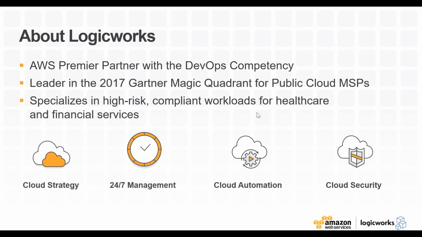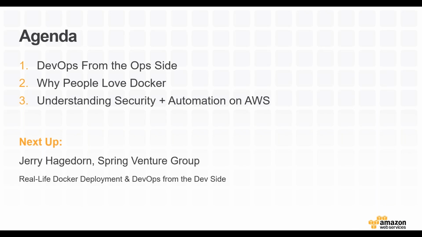Let's dive into some of the details. First up on the agenda, DevOps from the ops side. The focus of the presentation today is to talk about how you build a DevOps practice on AWS. First, we'll give a brief overview of DevOps, then do a deep technical dive into how to build a DevOps practice from the operations side, which, as we'll discuss, is often overlooked in the first stages of agile transformation. Next, we'll look at Docker, and then wrap up with an impact on all this automation on your security. After we talk about DevOps from the ops side, we'll introduce Jerry from Spring Venture Group, a customer of Logicworks, who'll pick up the story and talk about DevOps from the dev side, including his deployment pipeline with Docker.